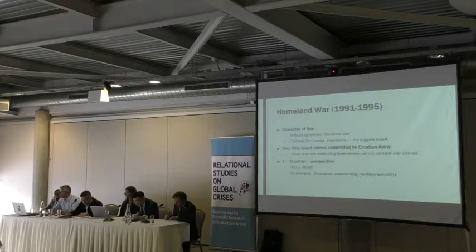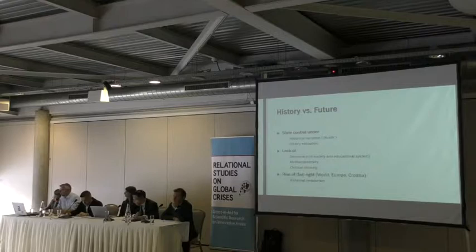So, to conclude, the last slide: history versus future. Still we have very, very strong state control over the historical narrative or truth in history education. We have a lack of democracy in society in total and in the educational system, a lack of multi-perspectivity, a lack of critical thinking, again, in society and in schools.